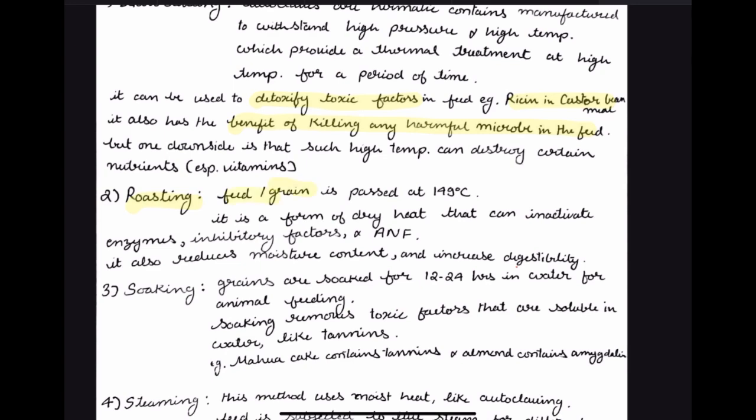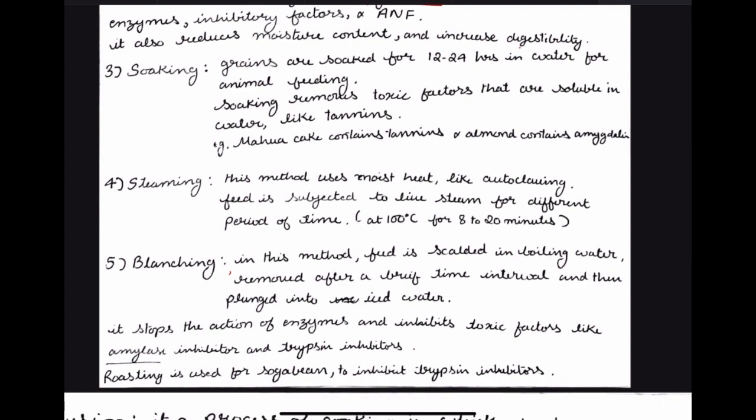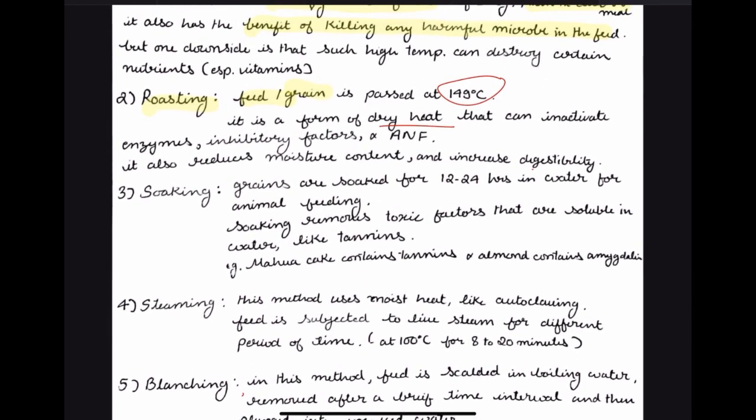Then we have roasting. It is a form of dry heat. Okay, the temperature is important, 148 or 149 degrees Celsius. It is a form of dry heat that can inactivate the enzymes. Okay, we can use roasting for soybean to inhibit the trypsin inhibitors.